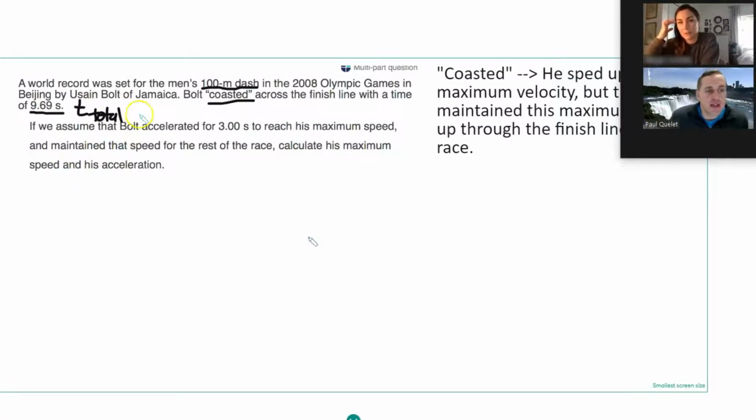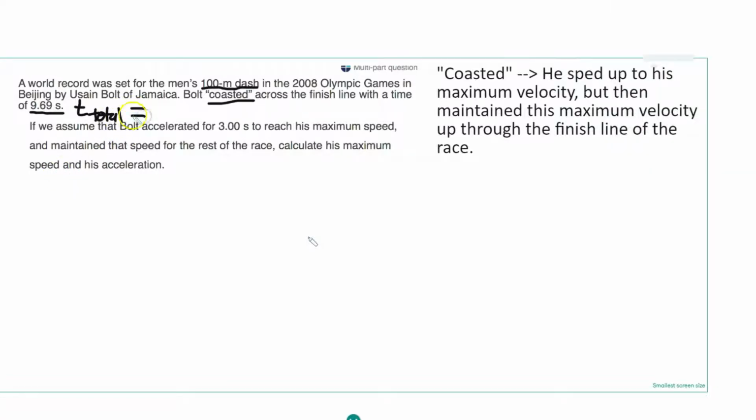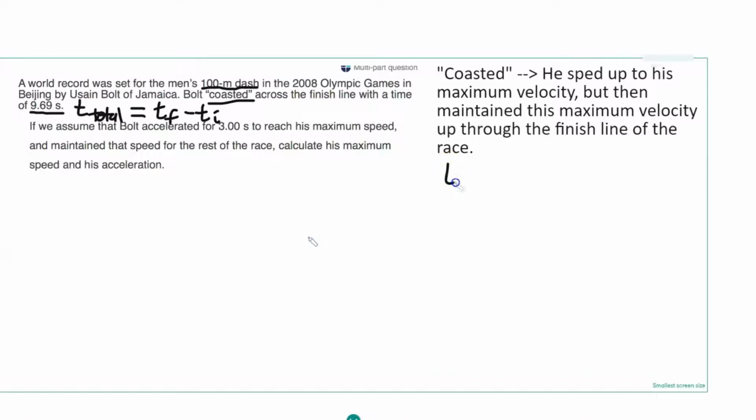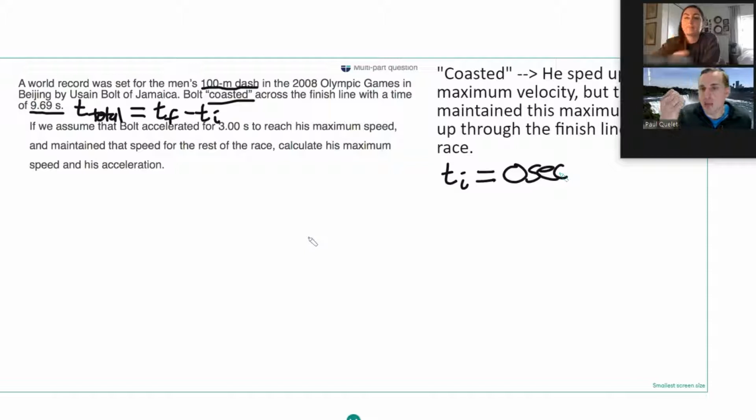What this is going to be is T total is going to be T final minus T initial. But here's my question. What do we assume T initial is when we start this race? 0 seconds. In other words, the person timing the race hasn't started the stopwatch until the gun goes off and the sprinters start, right?